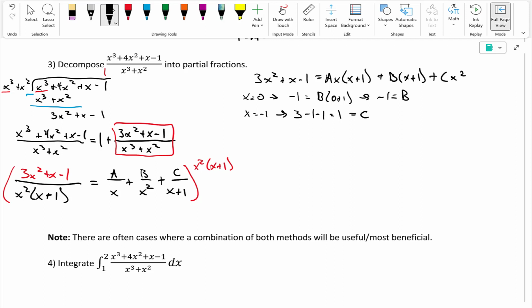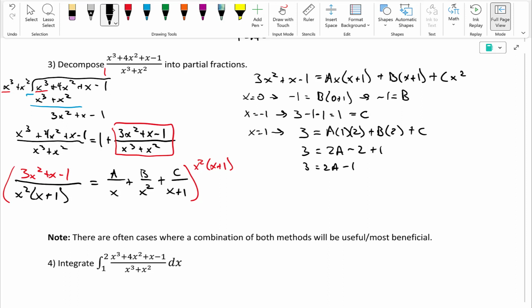And then from here you can either go to a system of equations or just plug in some other convenient value for x. Generally 1's good if we haven't used it, so I'll plug in 1. We get a 3 plus 1 minus 1, or just a 3 this time, equals, on the right hand side, we can sub stuff in this time, a times 1. 1 plus 1 would be a 2, plus b times 2, plus c. And then we can plug in our values for b and c. So we get a 3 equals 2a, plus negative 1 times 2, so I guess a negative 2, so minus 2. And then c was 1 plus 1. Negative 2 plus 1, negative 1.